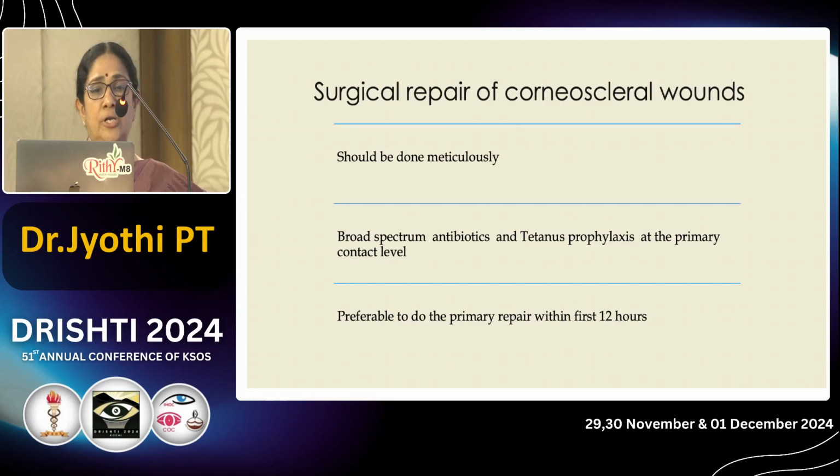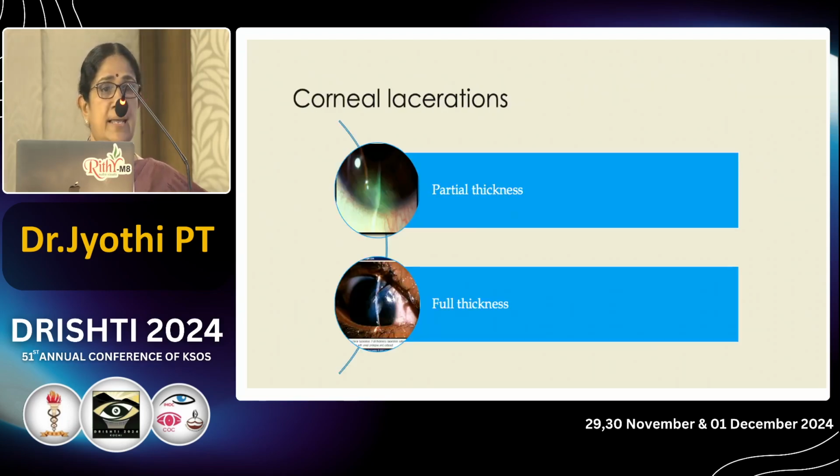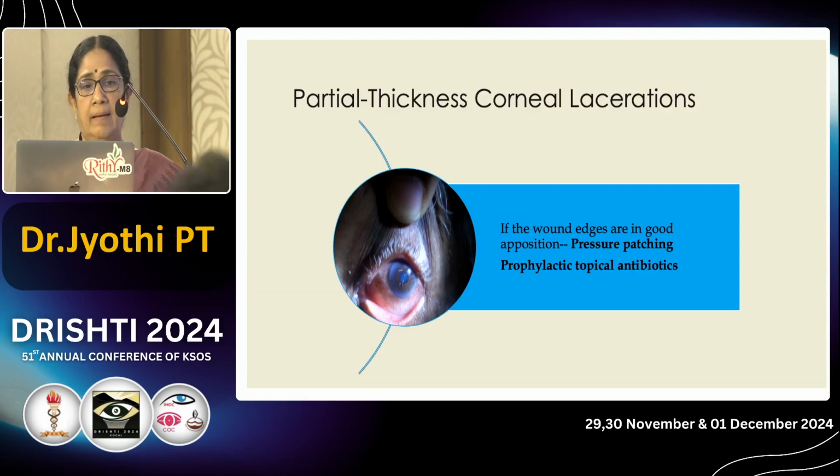Surgical repair of the corneoscleral wounds should be done very meticulously. You have to start broad spectrum antibiotics and tetanus prophylaxis at the primary contact level, and it is preferable to do the primary repair within the first 12 hours. Corneal lacerations can be partial thickness or full thickness. And if it is a partial thickness corneal laceration, if the wound edges are in good apposition, you can give pressure patching and prophylactic antibiotics.